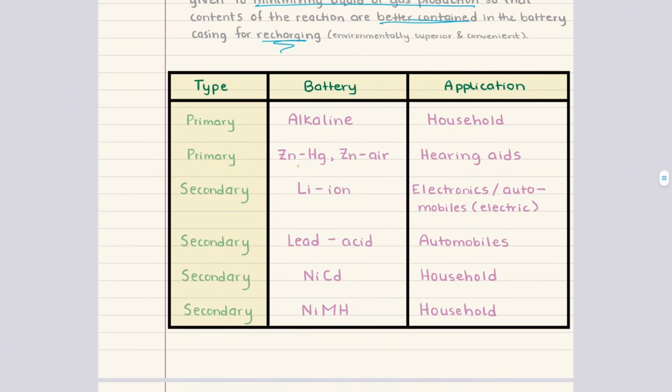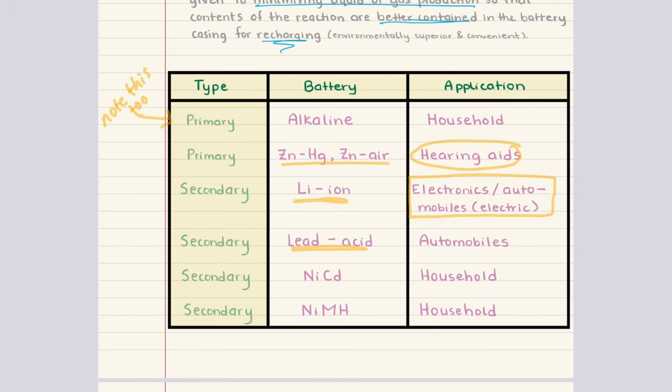Zinc air and zinc mercury batteries are primary batteries. They are very lightweight and they have a long shelf life, which is why they are widely used in hearing aids. Lithium ion batteries are secondary batteries, and they dominate portable electronics and electric vehicles because they have extremely high energy density, meaning a large amount of chemical potential energy stored per unit mass.